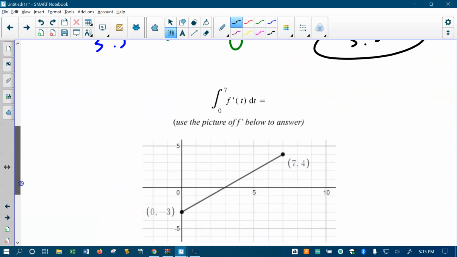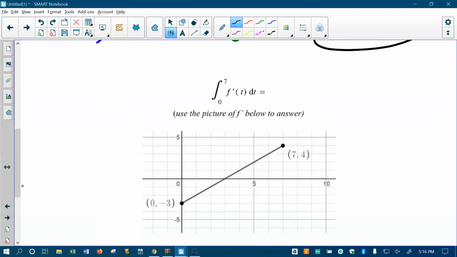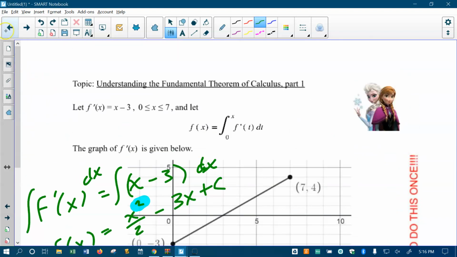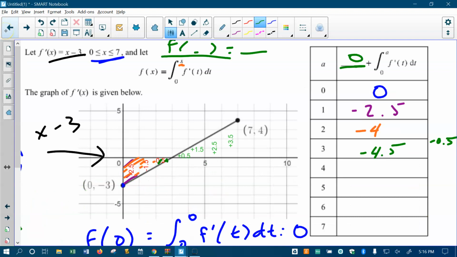Now look at the integral from 0 to 7 of f prime of t. Well, from 0 to 7 was all of this area and all of this area. Let's go back one more slide and see how much area I actually have. So the integral from 0 to 7, I had a total of negative 4.5 in red. And then in green, if I add that all up, I have 7. So I have negative 4.5 plus 7.